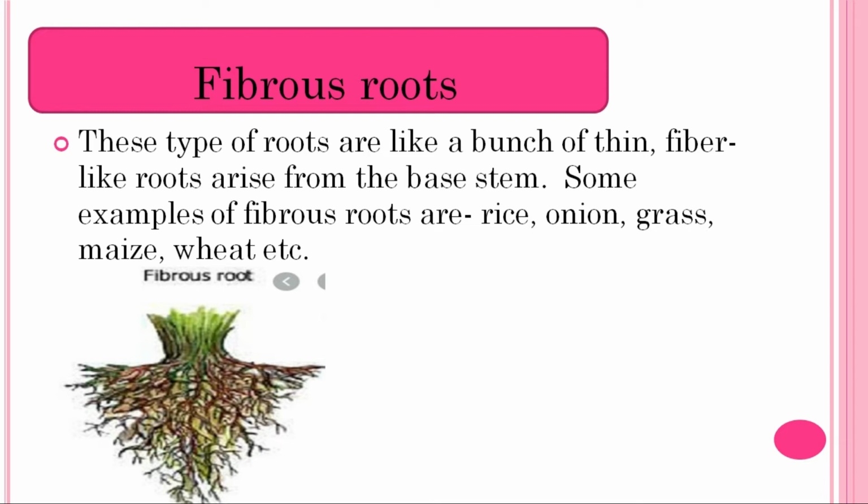See, let me tell you a difference between tap roots and the fibrous roots. See, the tap root has a main primary root from which the other lateral branches comes, but in the fibrous root, no main primary root is there. From the base stem only these roots arises.